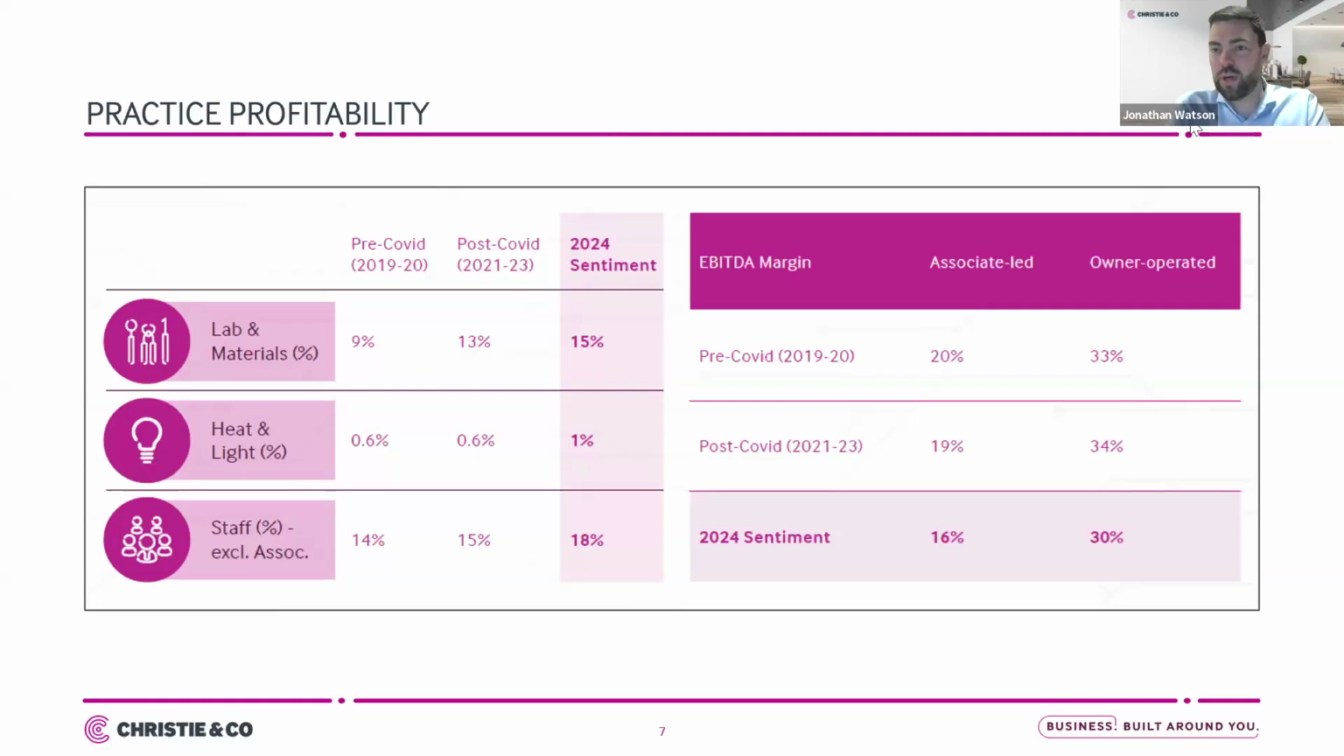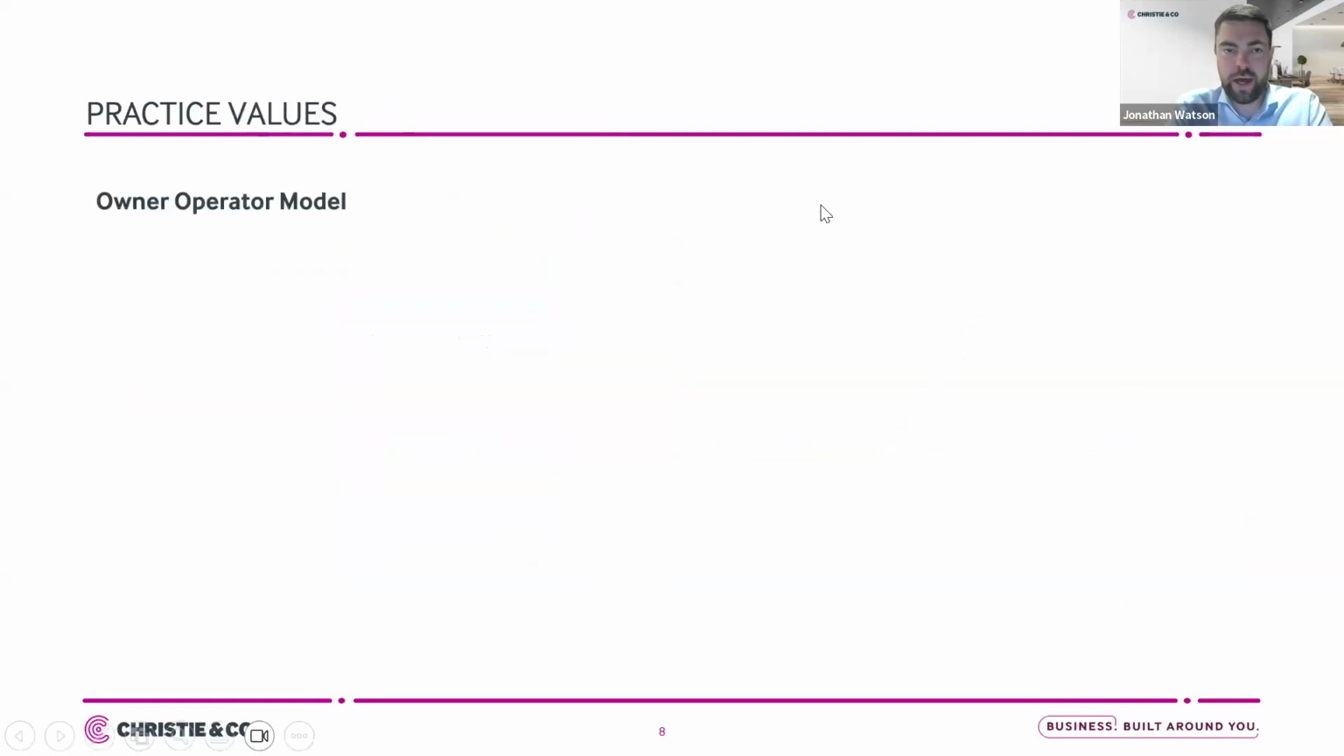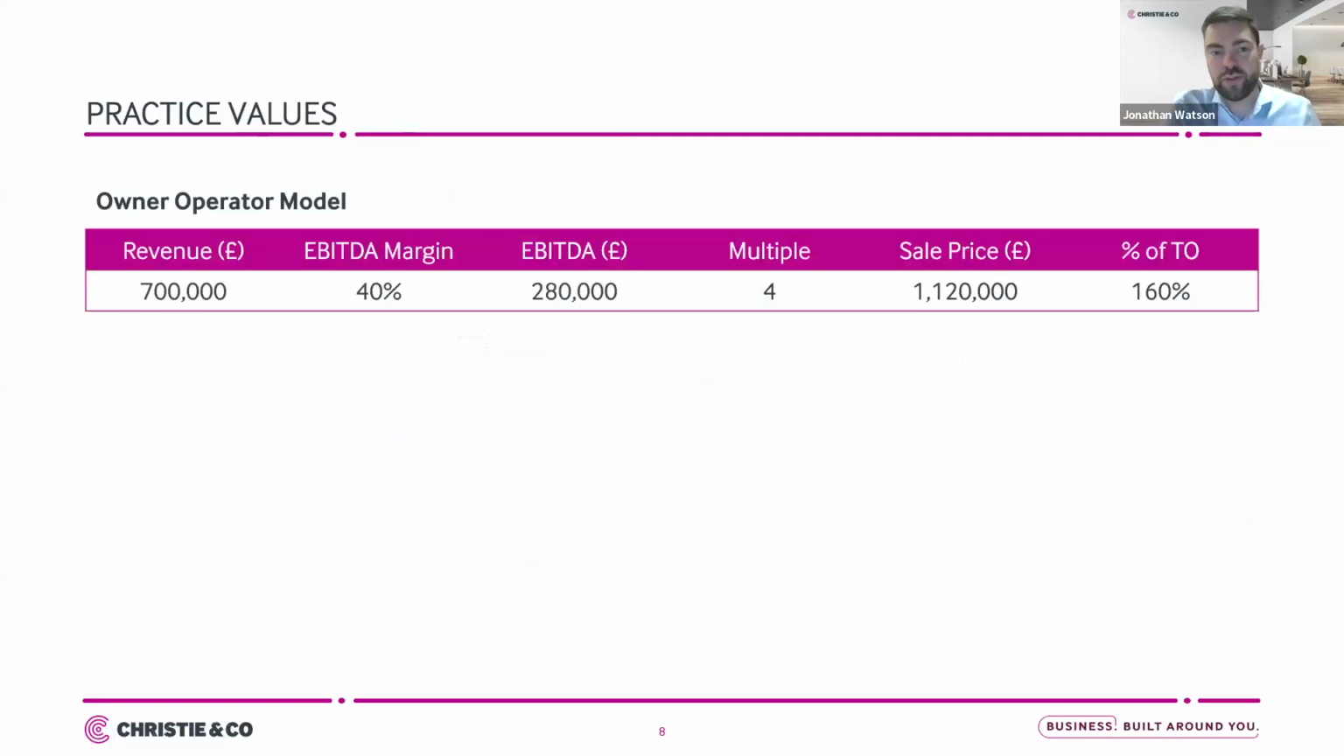And just to do a really quick example of that, I've done a quick owner-operated model. So we've got a practice here delivering 700k of revenue, so that's the turnover, with a 40% EBITDA margin. This is in the days we mentioned earlier where profitability was high and costs were relatively low. EBITDA of 280k, taking an owner's multiple of 4 times, would deliver a sale price of 1.12 million, which, as the old rule of thumb, pence in the pound, would be 160% of revenue as your sale price.